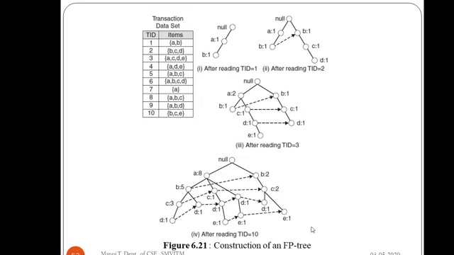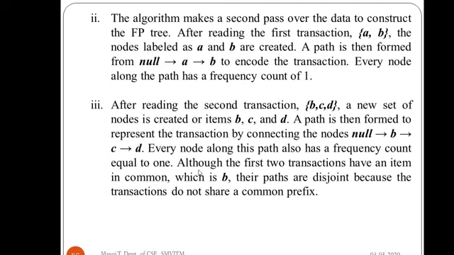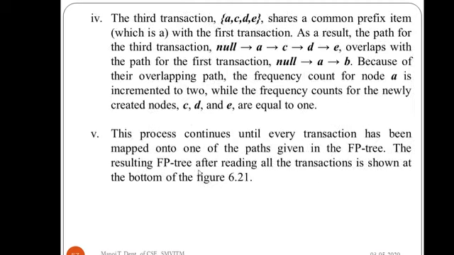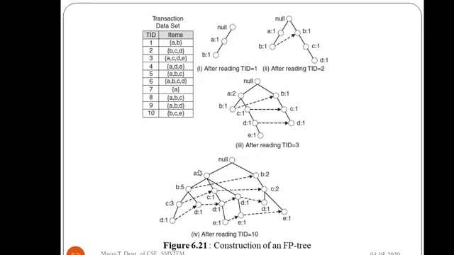Once you complete all the 10 transactions, you will get the final tree like this. So here the descriptions are given. This description is already explained by me, so you need not worry about that. So this process continues until every transaction has been mapped to one of the paths given in the FP tree. So the resulting tree will be got like this. So this is regarding the construction of an FP tree.